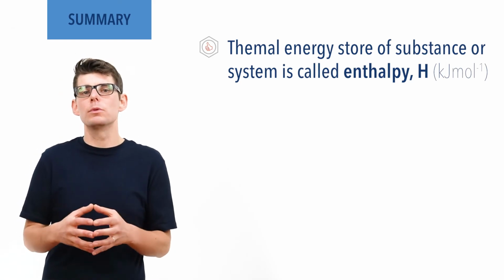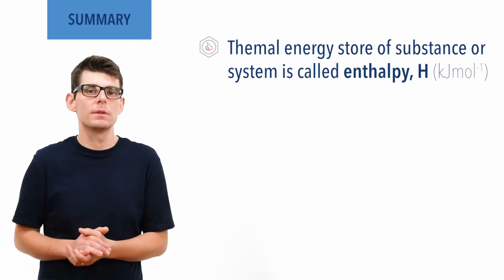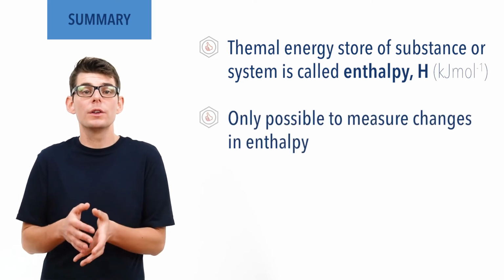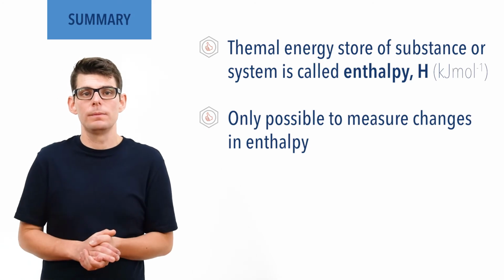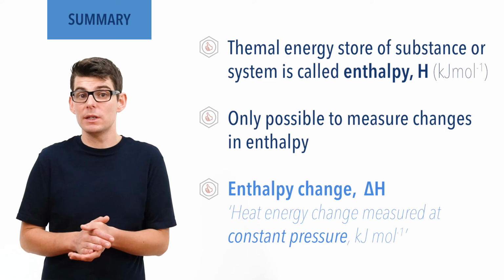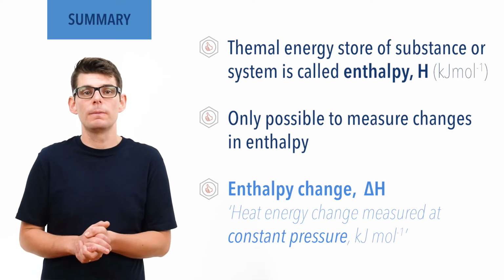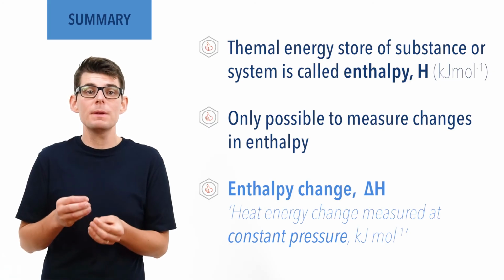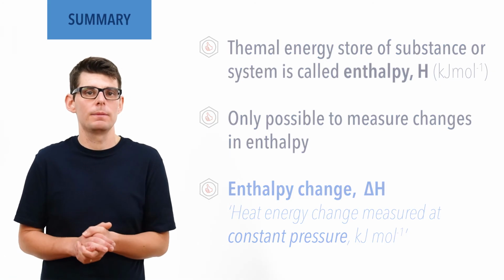It is never possible to know the exact enthalpies of substances. Instead, we measure changes in enthalpy when they react or undergo any kind of change. Enthalpy change is defined as heat energy change, represented with the symbol delta H. For chemistry, units are kilojoules per mole, and measurements must be made at constant pressure.